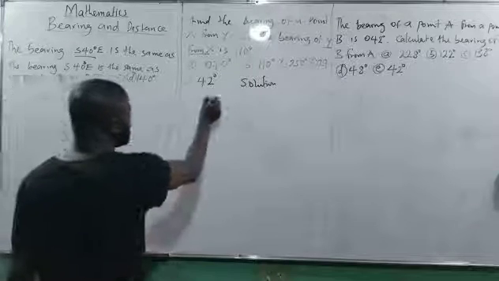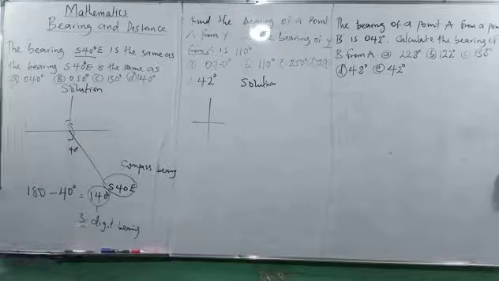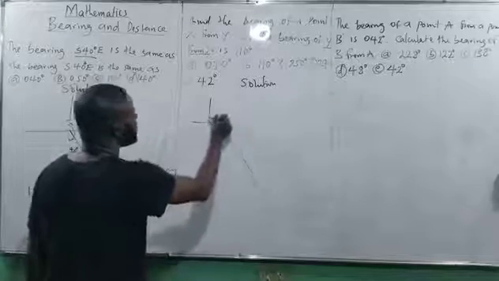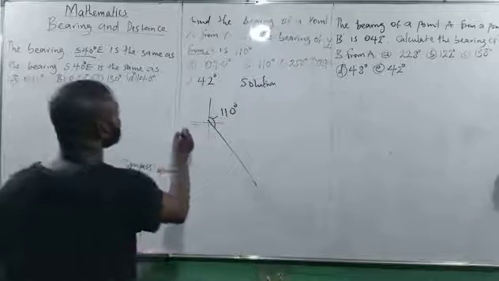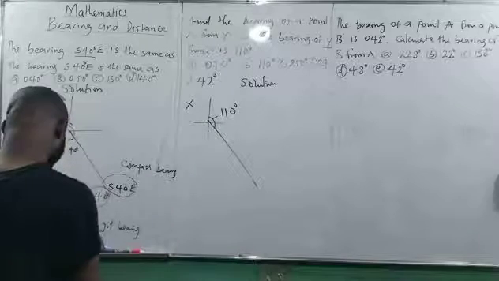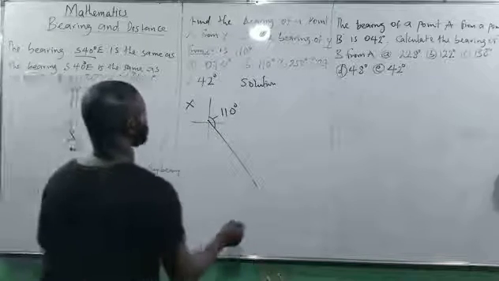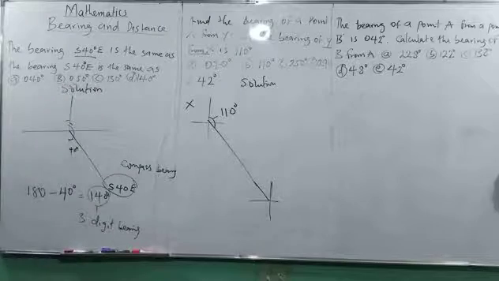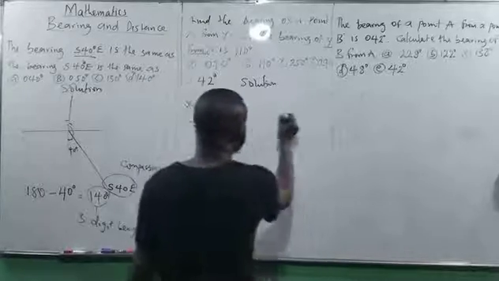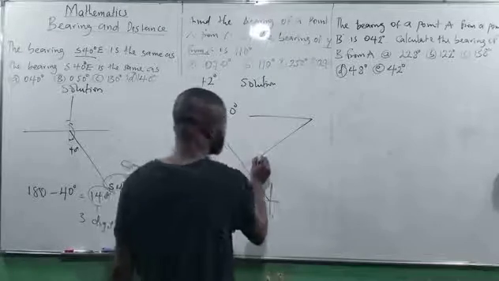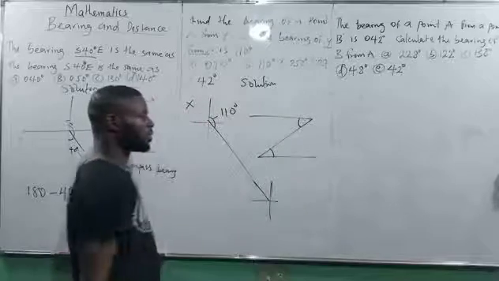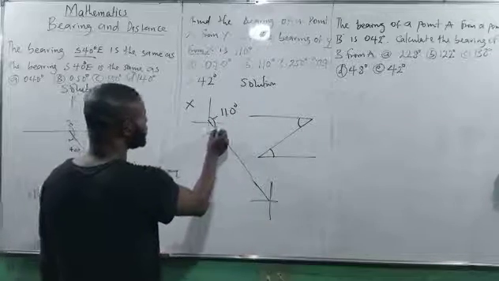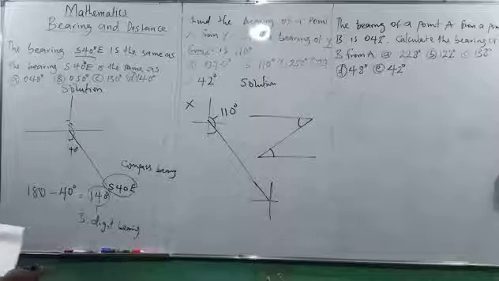What I will do is draw my point like this. It's a bearing, and I'm talking about 110, a three-digit bearing. Here will be 110 degrees. This is going to be X, and this is going to be Y. At this junction, we have what is called an alternate angle. When you have something like this, this and this are equal. They are called alternate angles. From here to here is 110, and from here to here will be 70. Take note of that.